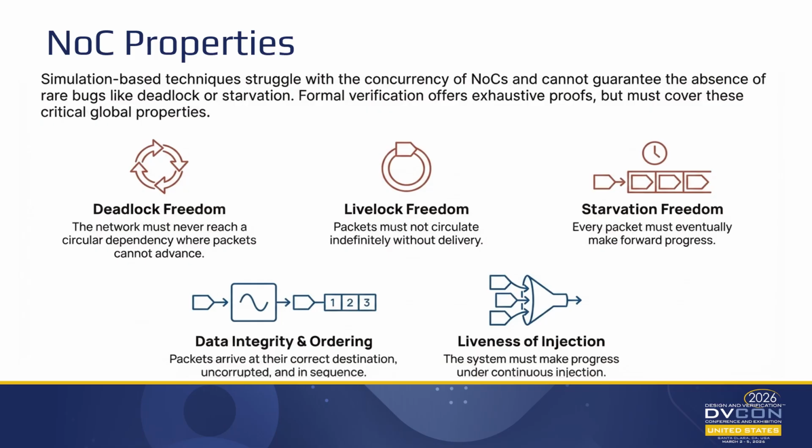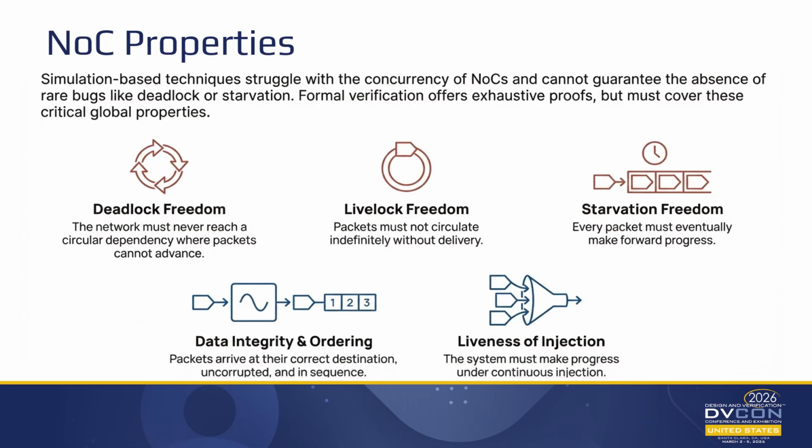When verifying a network on chip, the focus goes beyond individual routers or signals. The objective is to ensure correct behavior of the entire network under all traffic conditions. NOC properties describe both functional correctness and forward progress across the system, such as deadlock freedom. The network must never reach a circular dependency where packets cannot advance. Livelock freedom, where packets must not circulate indefinitely without delivery.